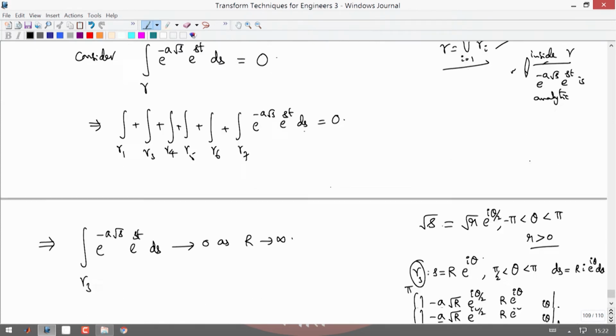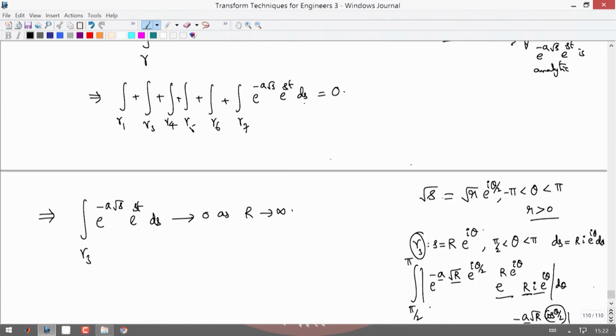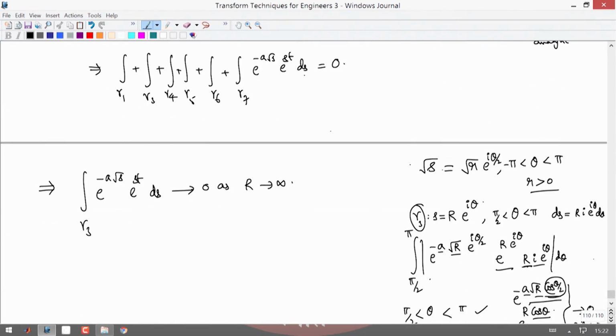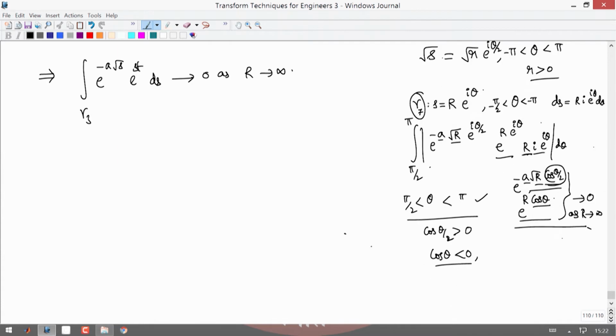In this case, what you have to consider is the same parameterization, gamma 7. If you consider gamma 7 here, the parameterization is minus pi by 2 to minus pi. So, even in this case, minus pi to minus pi by 2, the smaller range, you have to consider.